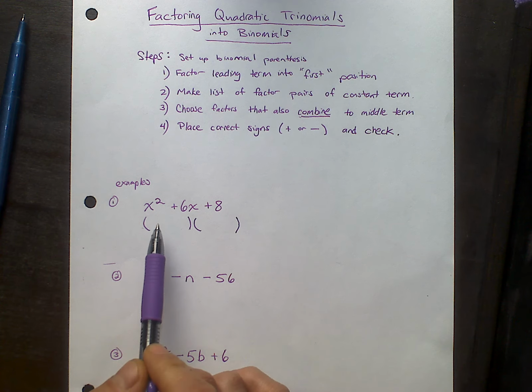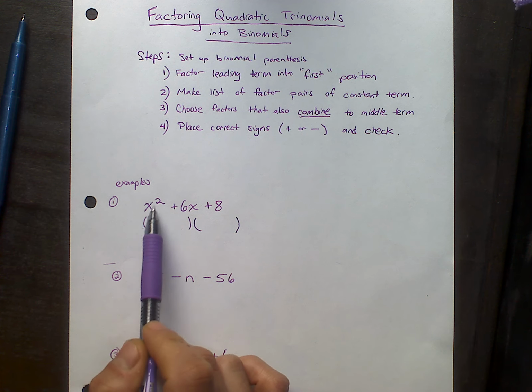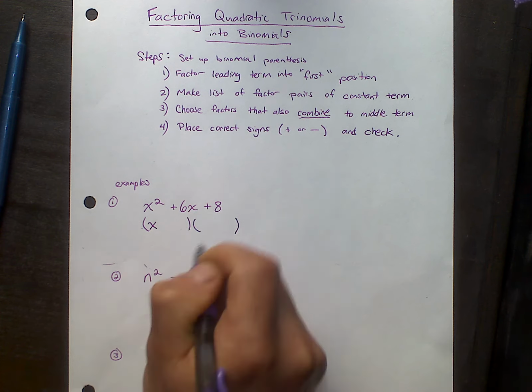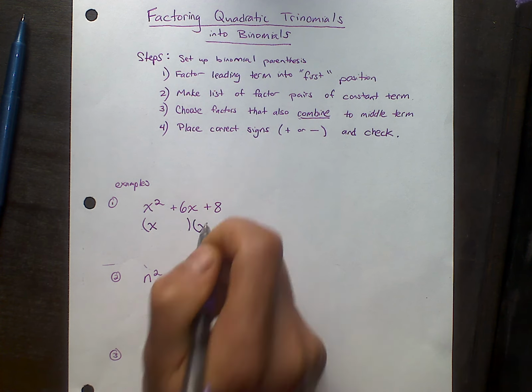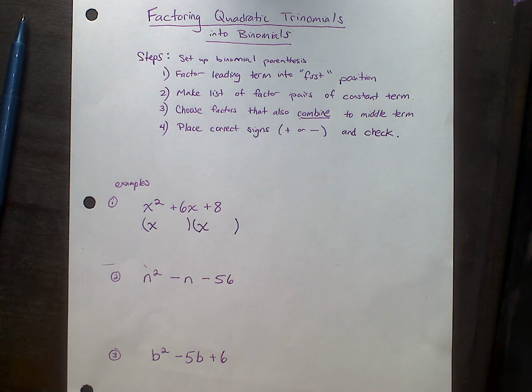Okay, so the first step after you set up the parentheses is to factor the leading term. The leading term is the quadratic term, x squared. That is basically just breaking up into two linear factors. And for these examples, they're always the same variable. So x times x gives me the x squared.